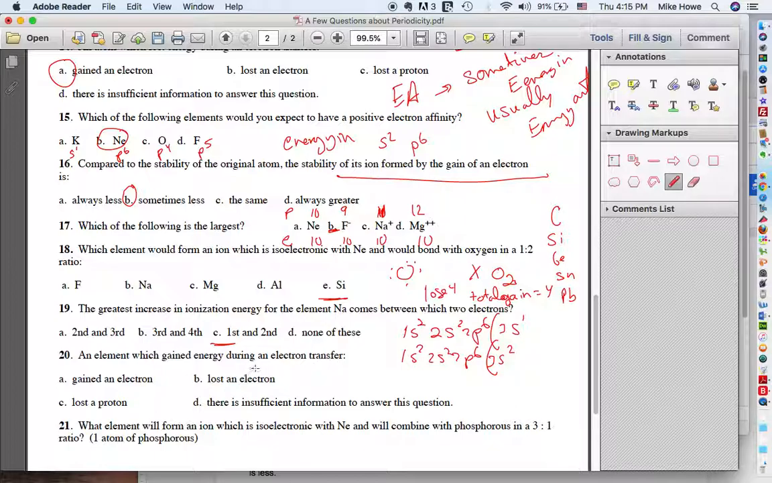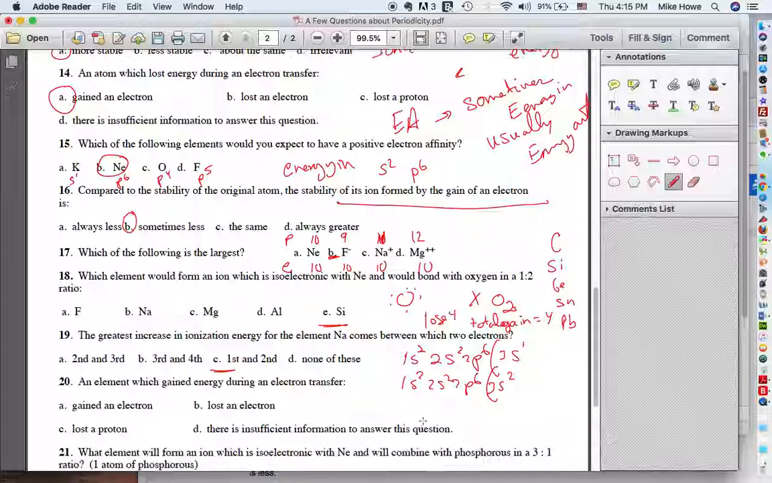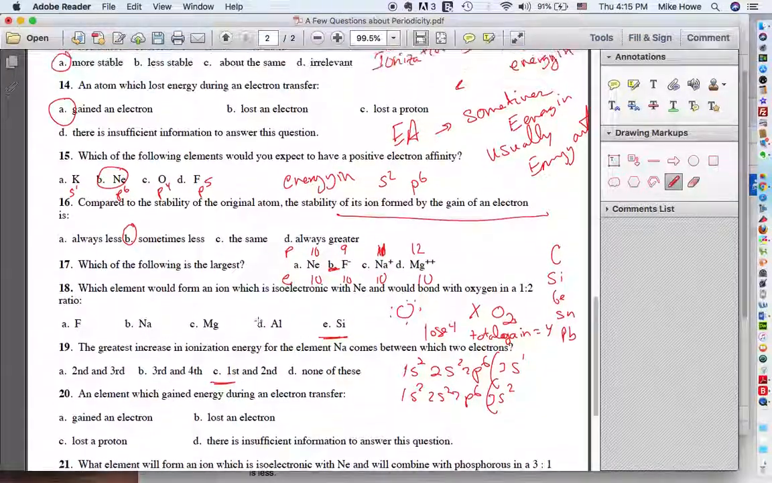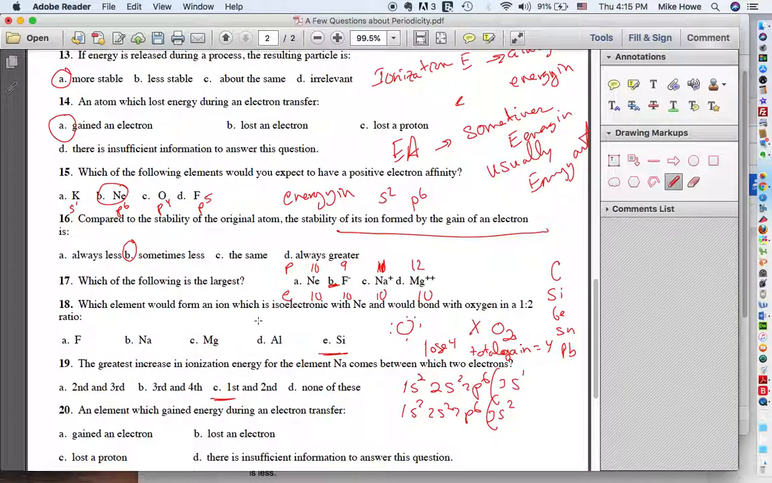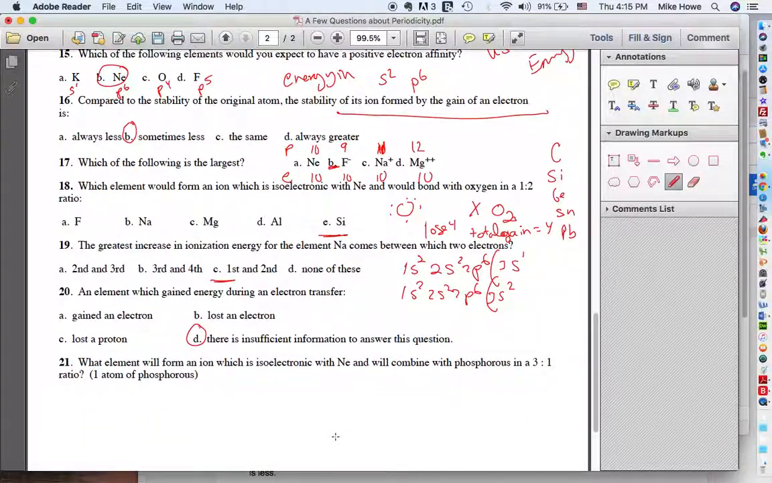All right, number 20, an element that gained energy during an electron transfer. So energy was in. Go back up here. Ionization energy, we're removing an electron, always energy in. Electron affinity, sometimes energy in, but usually energy out. Go back to this question. It gained energy during an electron transfer. So if it gained energy during an electron transfer, we don't know. Because if you remove an electron, you could put energy into it, right here. If you add an electron, sometimes energy is put in, so you don't know. So all you can say is there's insufficient information.